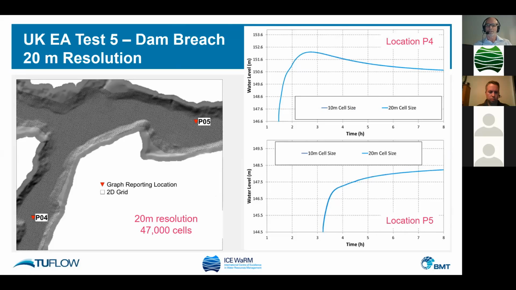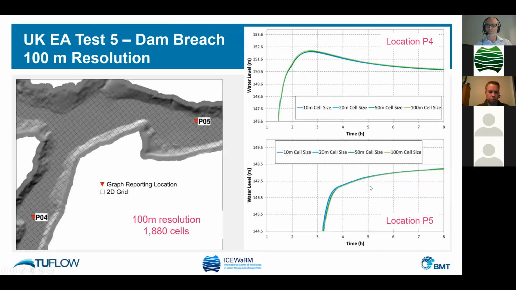And what that means is that you could easily run this study at a 20-meter resolution with no fear of having any distorted results. Let's move to 100 meters. So you'll see 50 and 100 on the graphs on the right. But on the left, you can see that that 100-meter resolution is starting to get a bit coarse, but it still gives a reasonably good match compared to the 10, 20, and the 50.